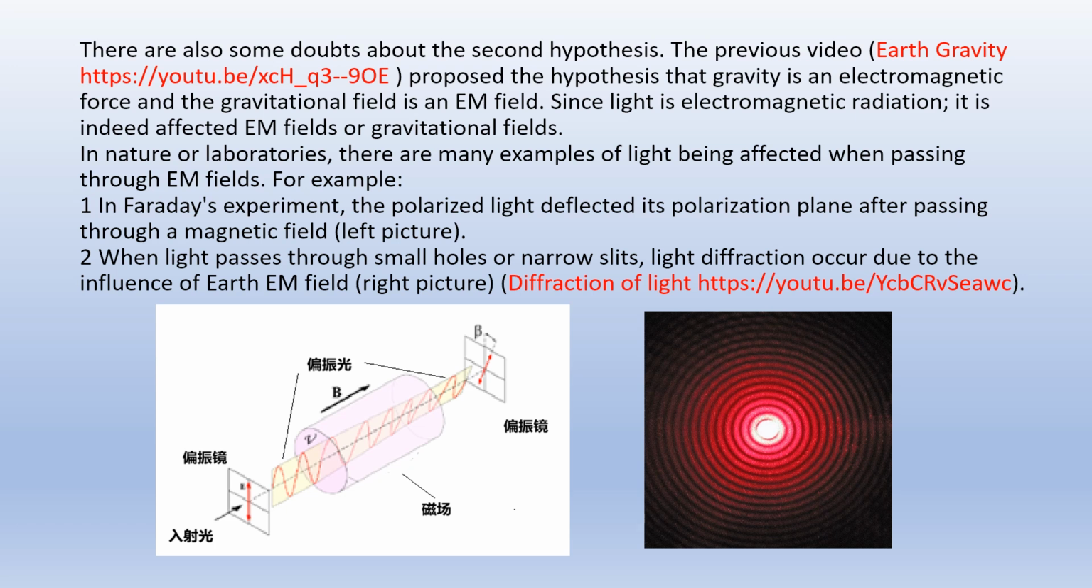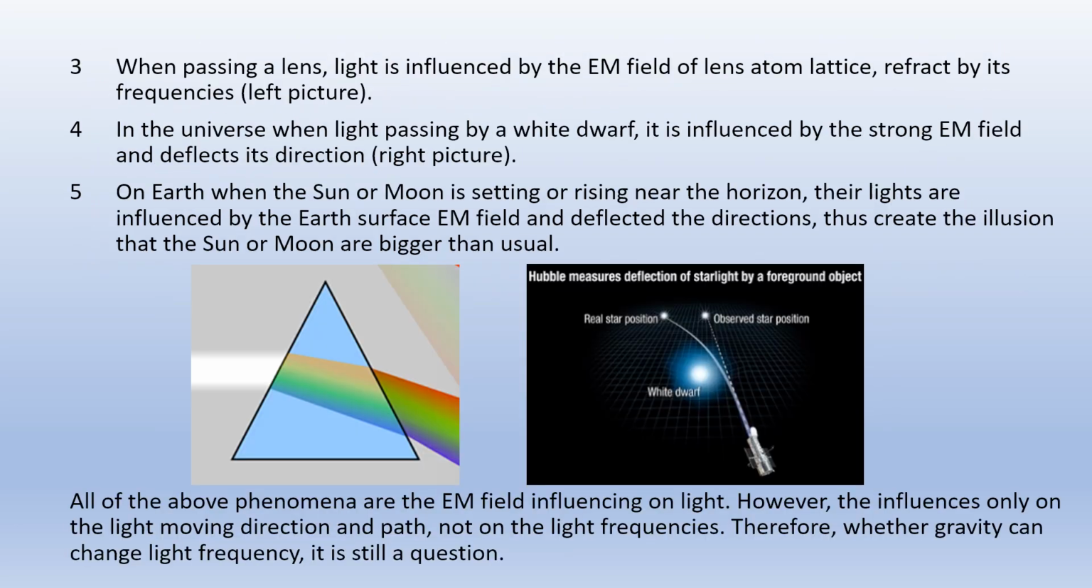2. When light passes through small holes or narrow slits, light diffraction occurs due to the influence of the EM field. When passing a lens, light is influenced by the EM field of the lens atom lattice, and refracts by its frequencies. In the universe, when light passes by a white dwarf, it is influenced by the strong EM field and deflects its direction. On Earth, when the sun or moon is setting or rising near the horizon, their light is influenced by the Earth's surface EM field and deflected in direction, thus creating the illusion that the sun or moon is bigger than usual.